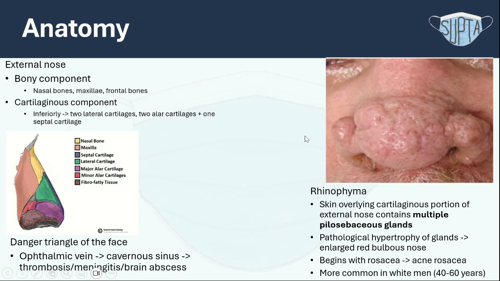And then rhinophyma. Essentially, you have skin overlying the cartilaginous portion of the external nose, which contains pilosebaceous glands. And when you have hypertrophy of these glands, you have an enlarged, red, bulbous nose, as you can see, the very classic appearance here. It does tend to begin with rosacea, and it's more common in white men between the ages of 40 and 60.